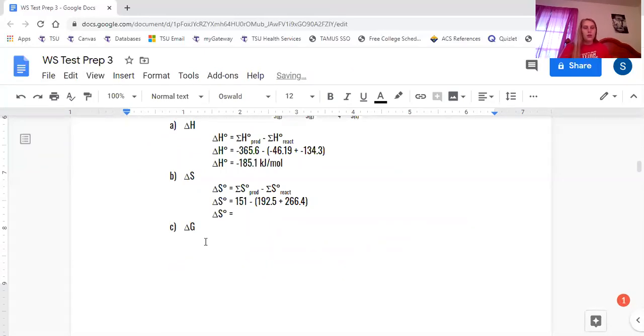Okay, so we have finding S value here. Oh, yep, we have an answer. Negative 307.9, perfect. Joules per mole K.